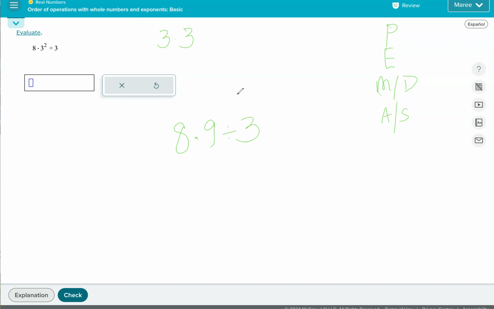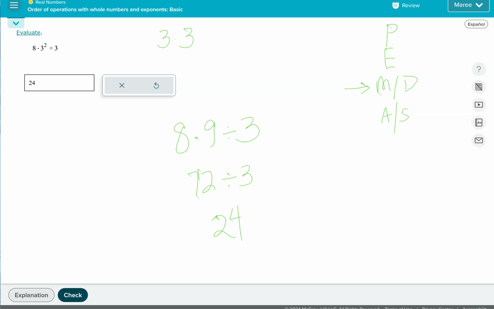Now we have multiplication and division. So those are on the same level. They're number 3. So we just go left to right. Now we do like we would normally do if we're reading a book. We go left to right. So 8 times 9 is 72, and then we divide that by 3. So let's see, 3 goes into 7 2 times with 1 left over. So the answer is going to be 24.